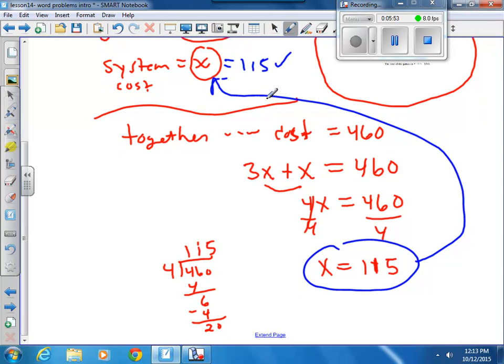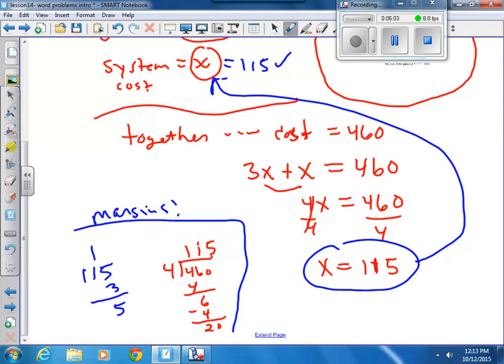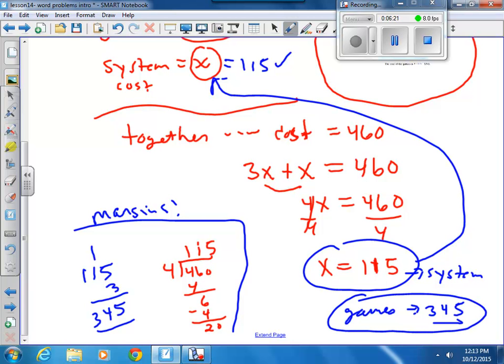And if I don't have a calculator, I always say go off in the margins and just kind of perform that work, whatever 115 times 3 is. So 345. So we'll just note to self here, that's the system cost, and then the games cost is 345. And then that makes sense because 345 and 115 make that grand total of 460.